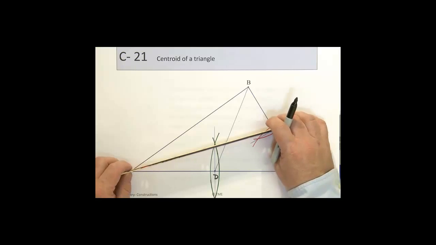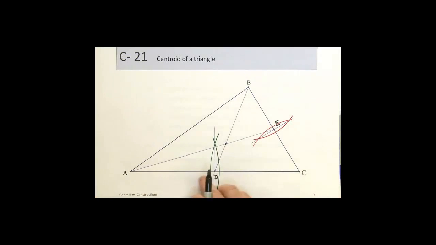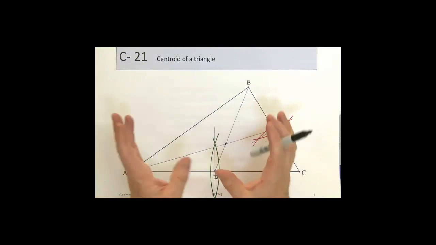And if everything was perfectly stable and this was hard, plastic or cardboard or something, you could imagine a pin holding the whole thing up if the weight was balanced on all different dimensions. And that's the centroid of a triangle. And that's construction 21.